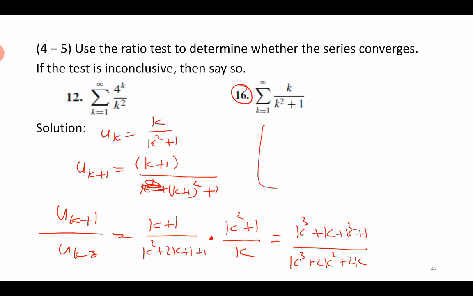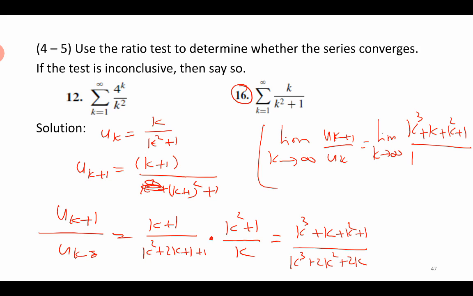So let's take the limit now. The limit as k goes to infinity of u_(k+1) divided by u_k is the limit of (k cubed plus k squared plus k plus 1) divided by (k cubed plus 2k squared plus 2k). The highest power is 3 and the coefficients are the same, so the answer is 1. Therefore, inconclusive.